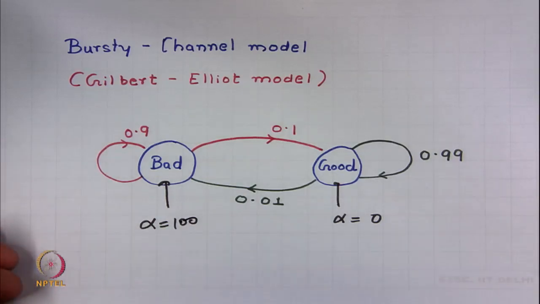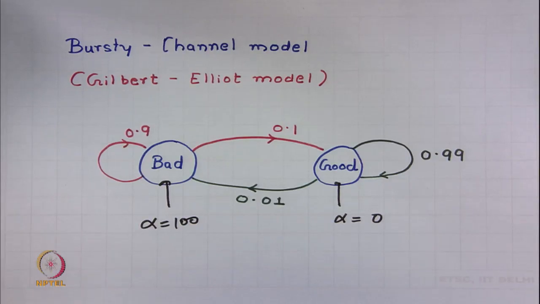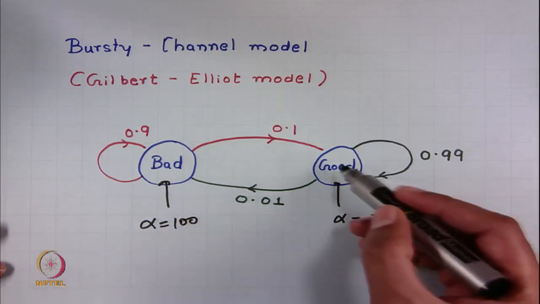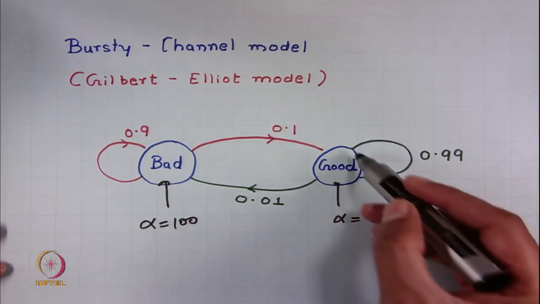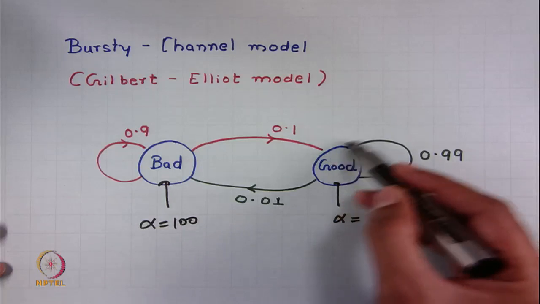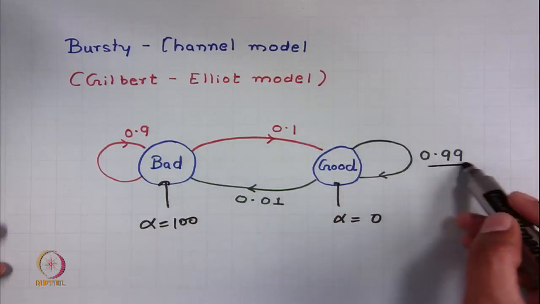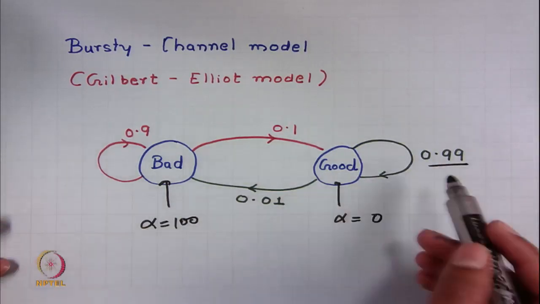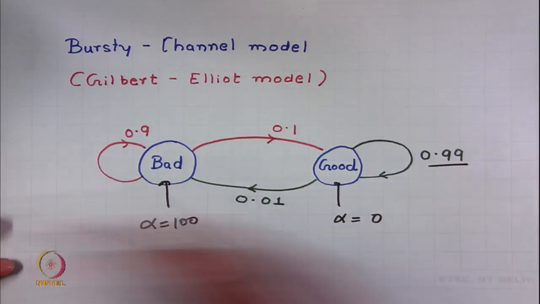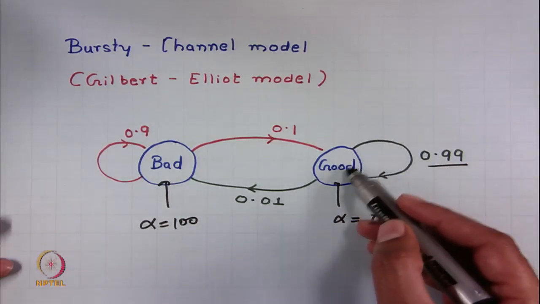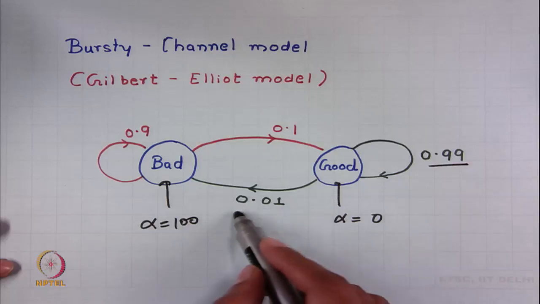So, one way to understand good and bad channels can be based on the attenuation that the channel offers. Attenuation means the loss that your signal will experience when it moves through the channel. Okay. So, if the channel is in good state, it continues to be in good state with a very high probability, okay, with a probability of 0.99. It can also go to a bad state with a small probability.